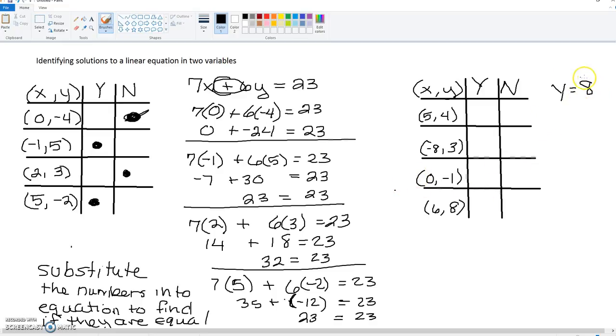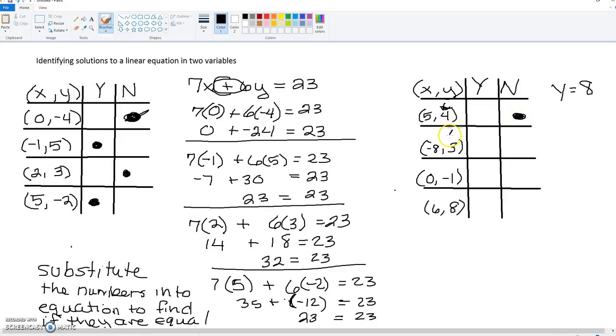The other type of example is an equation, and it is y equals 8. I don't know why this seems to stump some people, but if you're looking at this, it says y has to equal 8. So we're going to look at this first ordered pair. The only thing that matters is the y. So this number here, is 4 equal to 8? No.